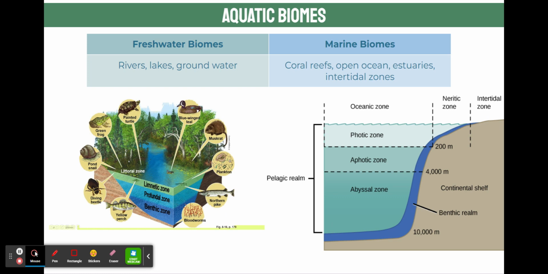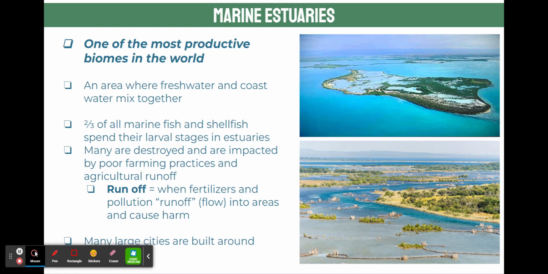So now we have the freshwater biomes and the marine biomes. The freshwater biomes are going to be rivers, lakes, and groundwater, whereas marine biomes are going to be the coral reefs, the open ocean, estuaries, and intertidal zones. The marine estuaries are some of the most important places on Earth because they are one of the most productive biomes in the world.